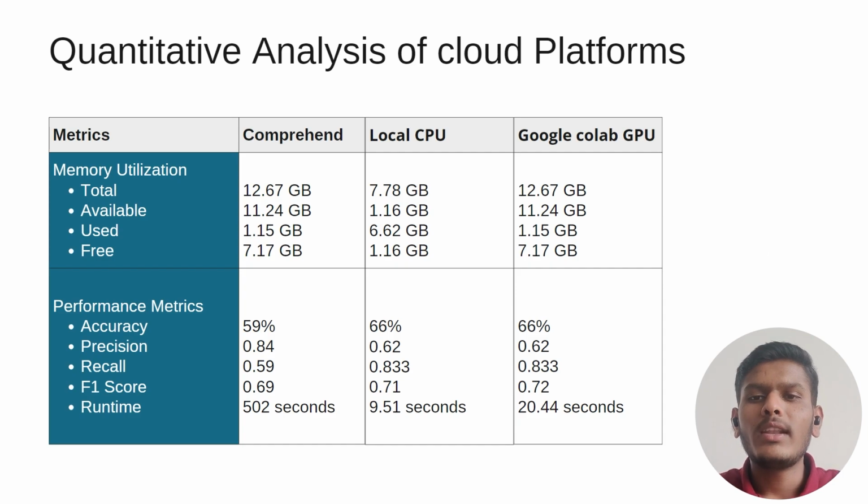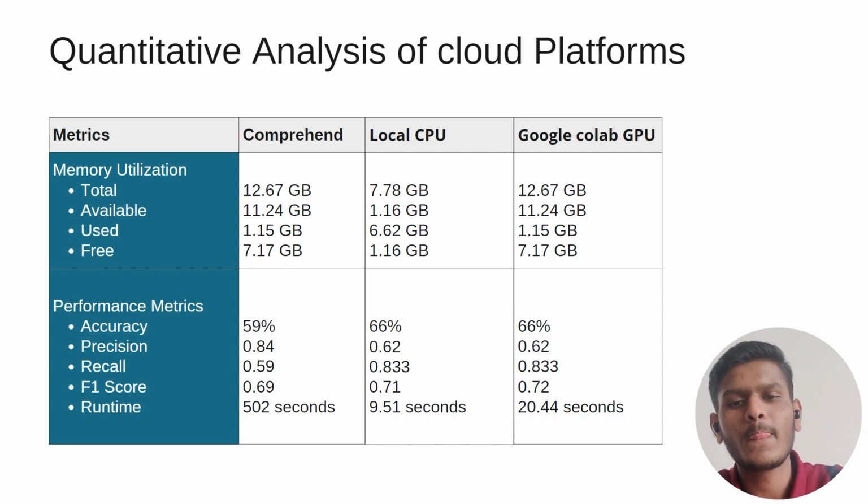Now in this slide, let's have a look at the quantitative analysis table. We have evaluated the comparison study for cloud platforms such as AWS Comprehend, local CPU, and Colab GPU for sentiment analysis. We examined memory utilization and performance metrics, including accuracy, precision, recall, and F1 score. AWS Comprehend demonstrated cost effectiveness but introduced latency. Local CPU solutions were budget friendly, and Colab GPU efficiently utilized memory and provided faster inference. Now Karthik will continue with the final conclusion.